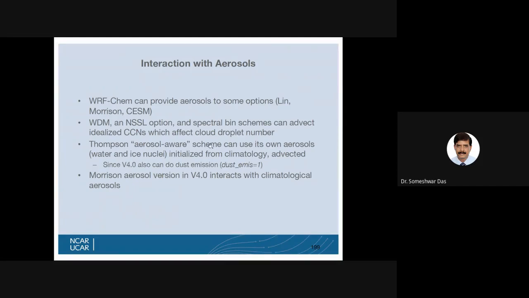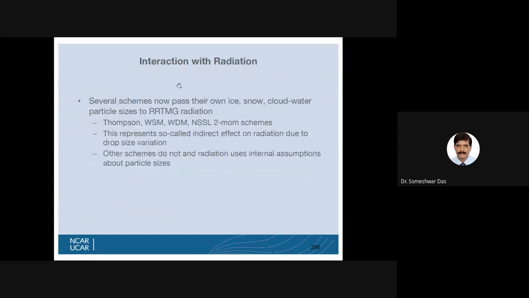You can also include the emission of dust, especially if you are using the WRF model for dust storm studies in the Rajasthan desert areas. You can test or try these options, dust emission equal to 1. The version 4.0 aerosol option interacts with climatological aerosols. Now, interaction with the radiation.